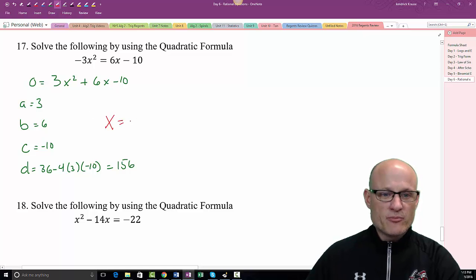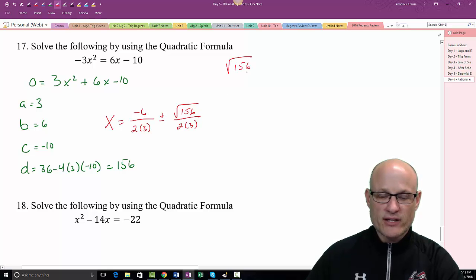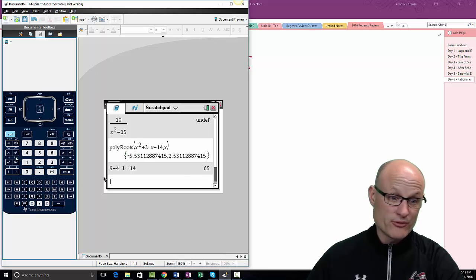X equals negative b, negative 6, over 2 times 3, plus or minus the square root of 156 over 2 times 3. But I'm going to have to take this 156. I'm sure 4 goes into it. I'm pretty sure. 156. You don't believe me?